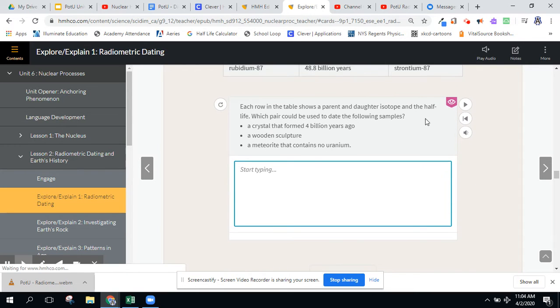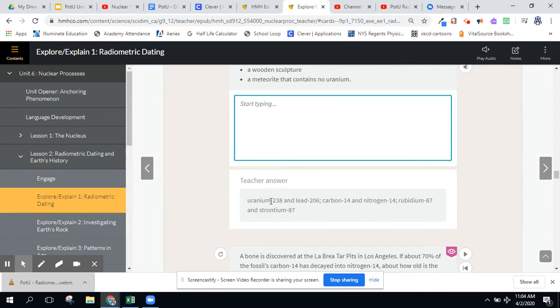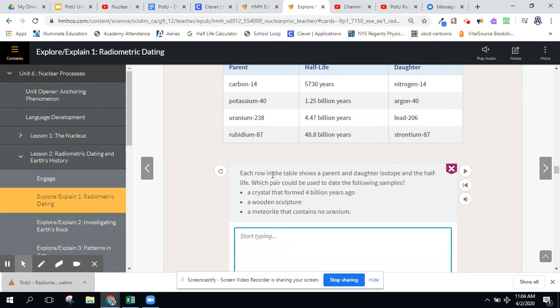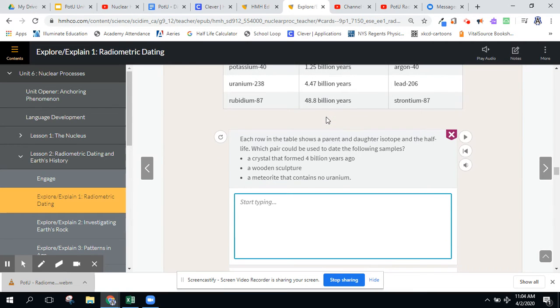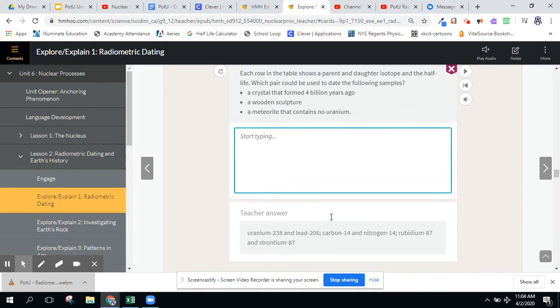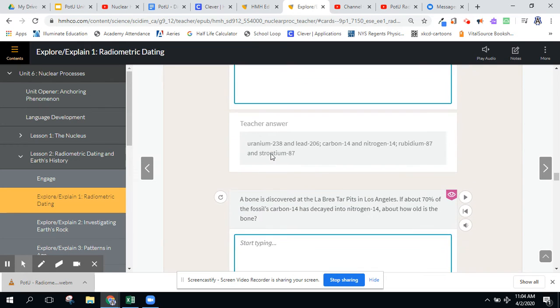So if you just look at the age component of it, you can see their process. So they're using uranium for the crystal, right? If we have uranium, that's going to give us the approximate half-life for that crystal, where it is about 4 billion years old. If we're looking for wood, we're going to use carbon-14 to nitrogen-14. And then if we're looking for a meteorite that doesn't have any uranium, we're left with this one. So this rubidium to strontium-87 component.